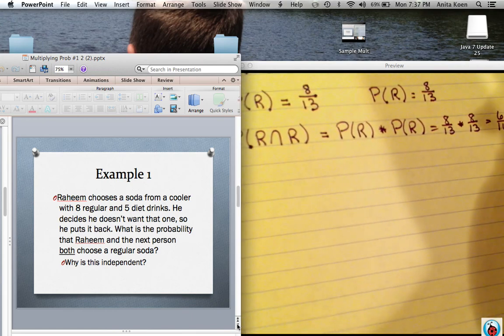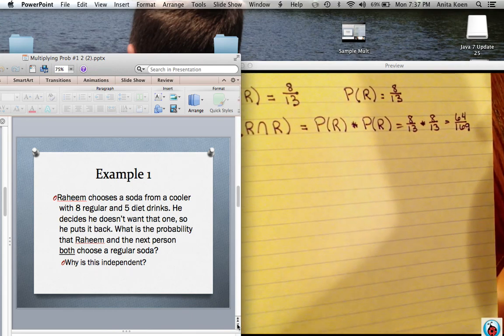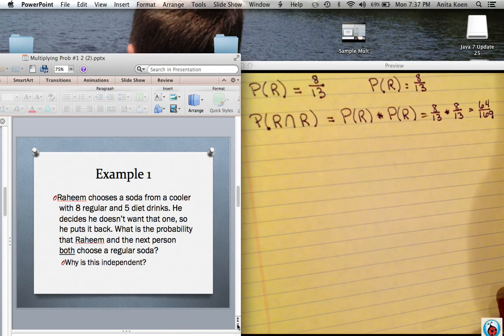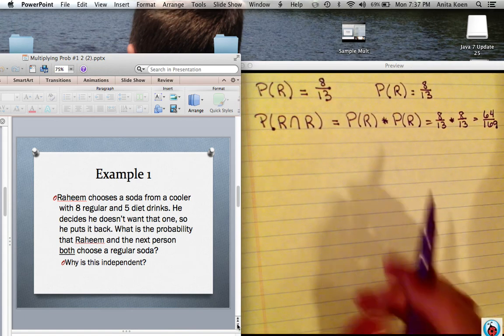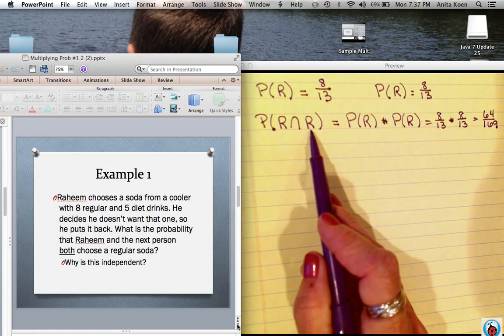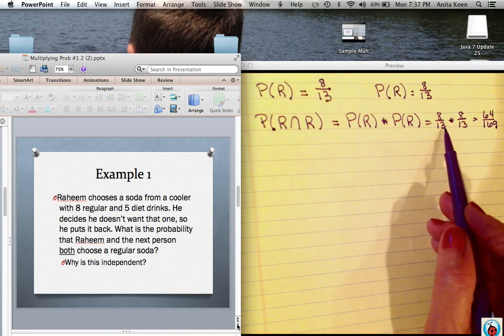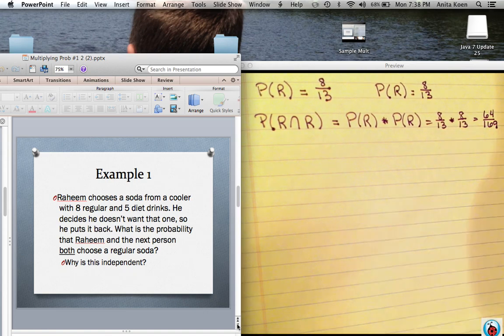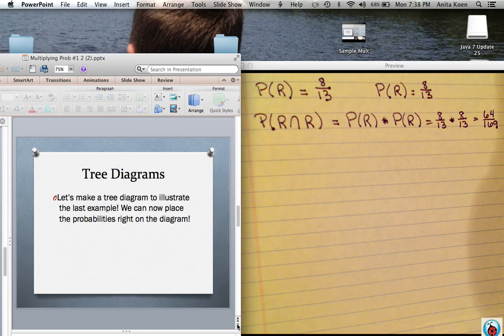Let me pull this up just a touch so you can see all of that. There you go. There it goes, right there. So the probability that Rahim chooses and the next person chooses regular, you multiply the probability 8 over 13 times 8 over 13 equals 64 over 169. Why is this independent? Because Rahim replaced the soda, and the second person's choice is not dependent upon his choice.